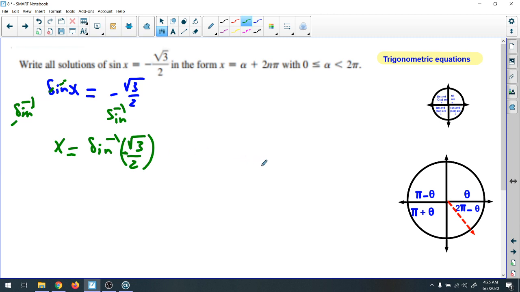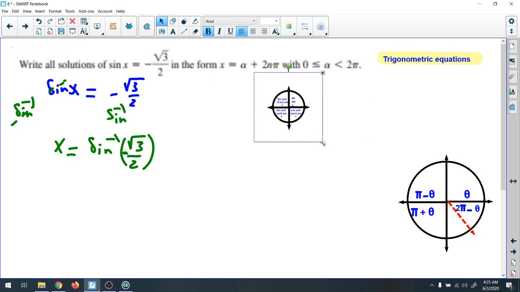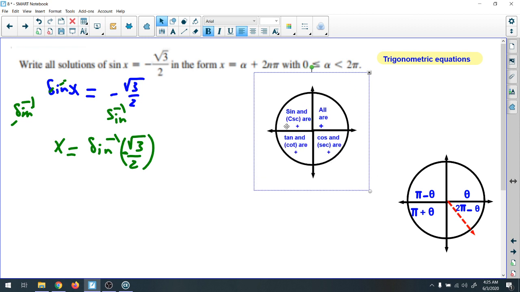So where is the negative sine? Go back again and look at where the negative sine is. Sine here is positive because all are positive. Sine here is positive. So the negative sine could be in the third quarter or in the fourth quarter.